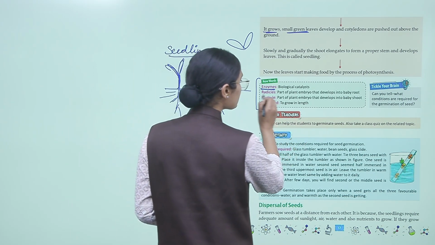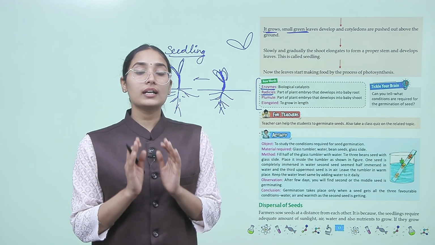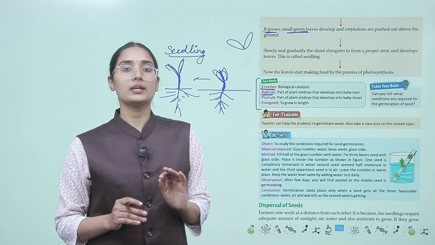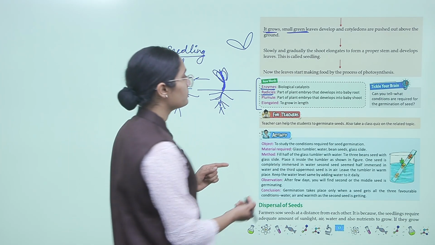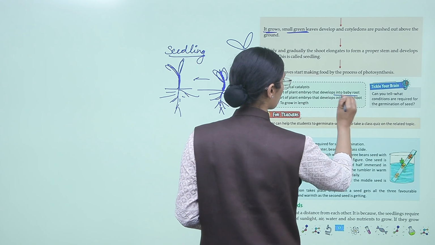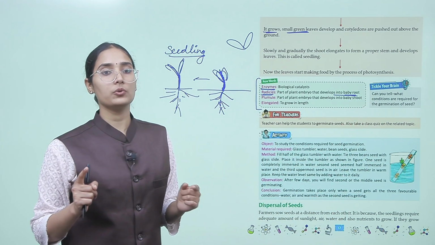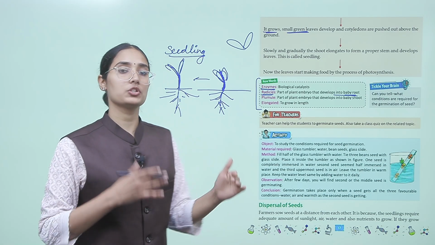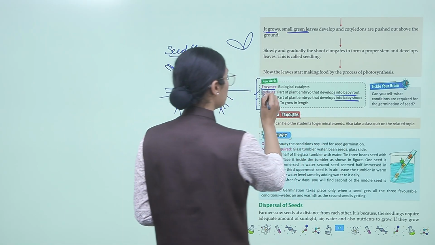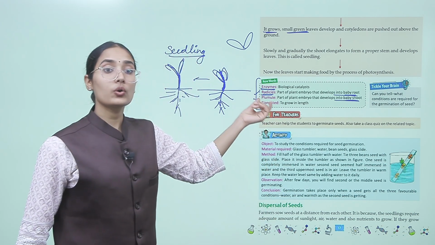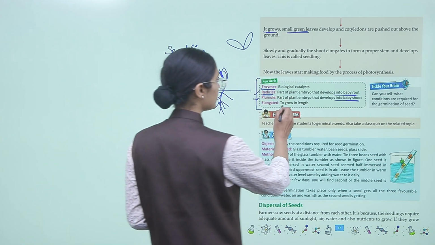Now, next are the radicle and plumule. So, what are they? Now, the radicle is the root part. The part of the plant embryo that develops into the baby root. So, this is the first thing that grows out. What's the second thing that grows out? It is the plumule. The part of the embryo that develops into the baby shoot. The baby shoot is called the plumule. Now, what is elongated? Elongated means to grow in length, all right.